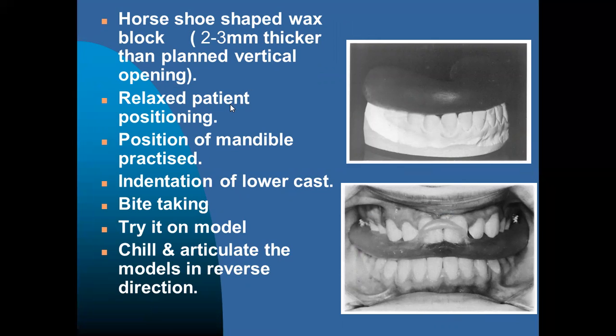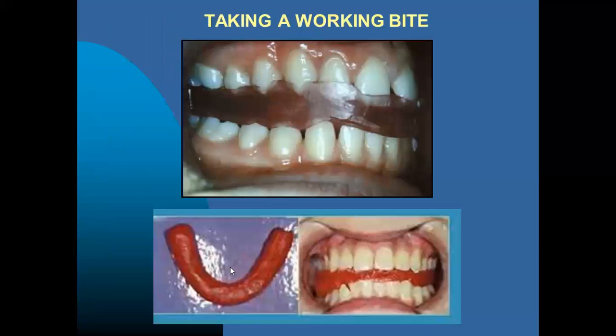The patient should be relaxed, and the position of the mandible is practiced. The patient is asked to repeat the forward mandibular positioning, and the indentation of the wax trim is placed on the lower cast, and the bite is taken. After taking the bite, you'll try it on the working model, and then if it is okay, you'll chill it and articulate the models in the reverse direction.